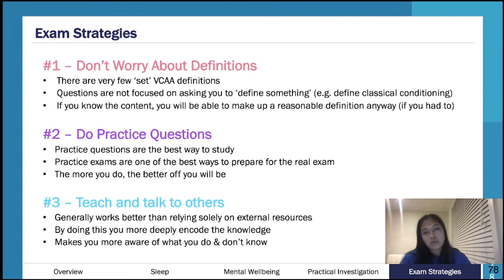So if there's a point and you're trying to teach them, and then you get to a point and you're like, actually, I don't really know about this. Yay, you figured out where you need to study. So yeah, I found that really helpful. Obviously, everybody has different learning styles, but that's something that can be really helpful. Even just create a study group. If you have other friends in psych or anything like that, that can be really helpful.